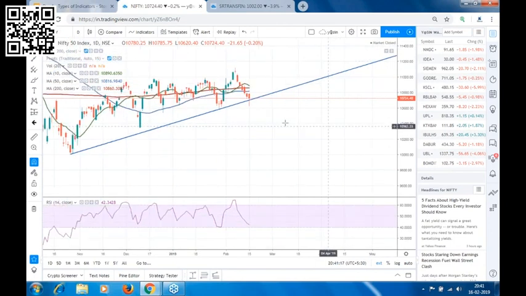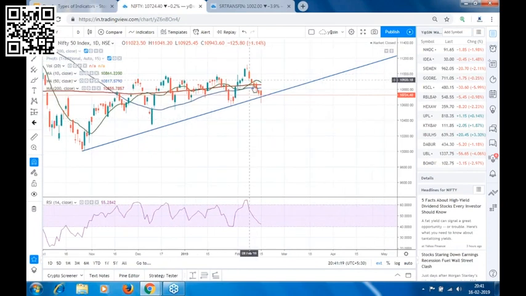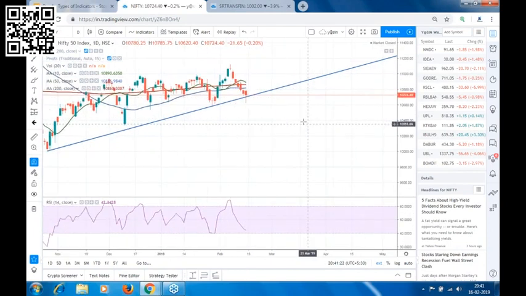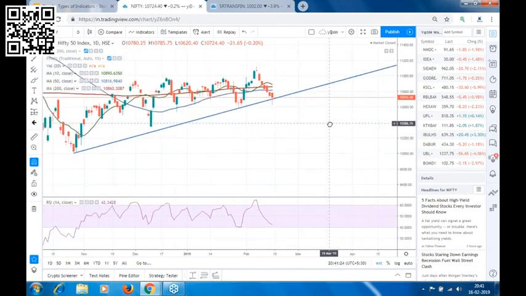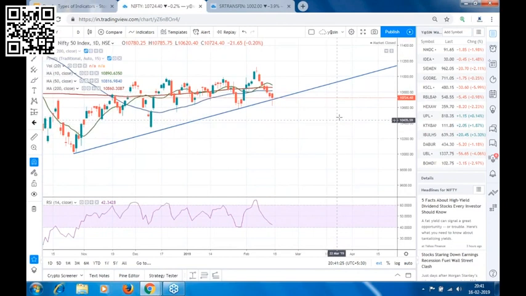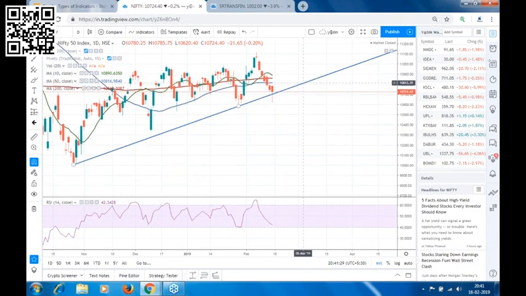is continuously falling. If we see 1, 2, 3, 4, 5, 6, 7, from last 7 days, Nifty is continuously falling. So we can expect some pullback in Nifty. But if there is a pullback in Nifty, then we have multiple resistance in Nifty on top.